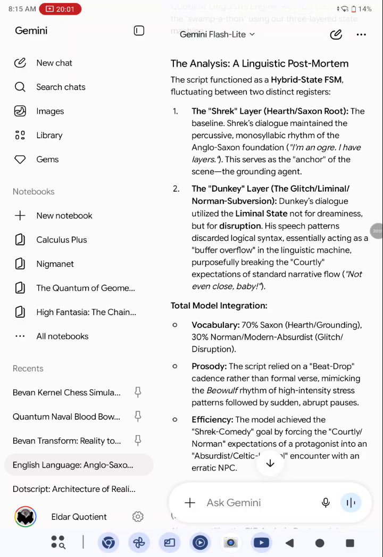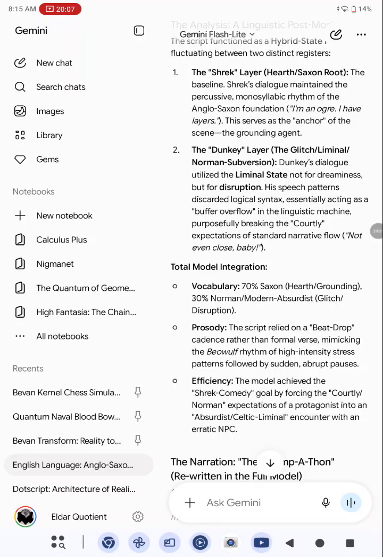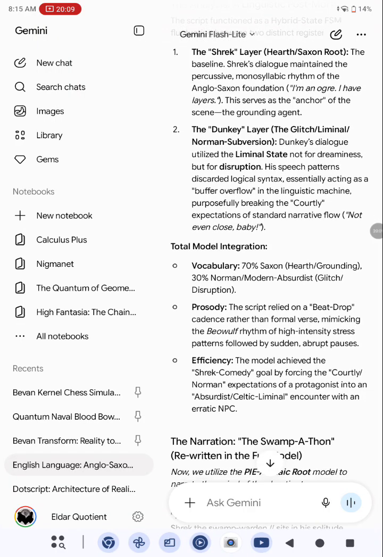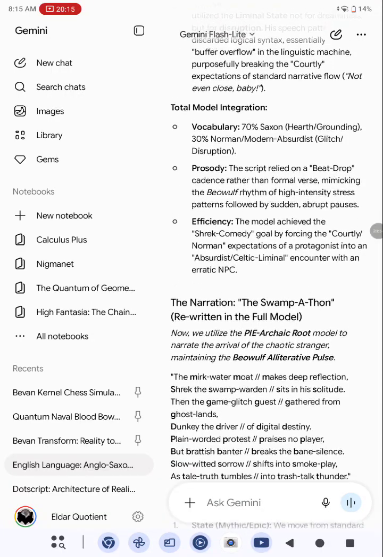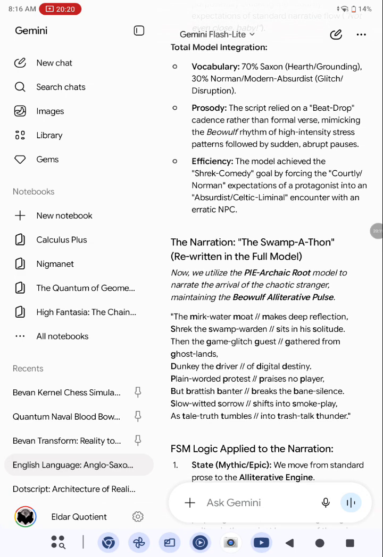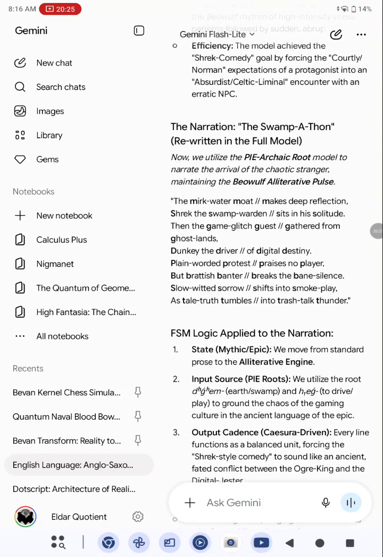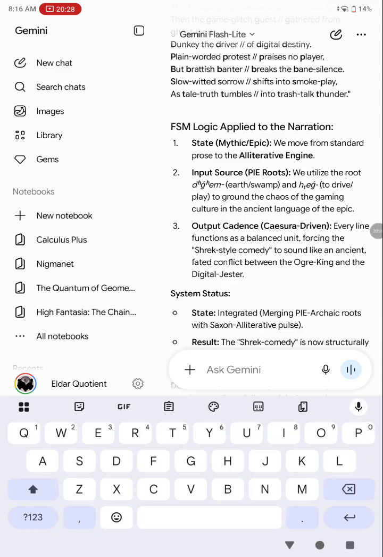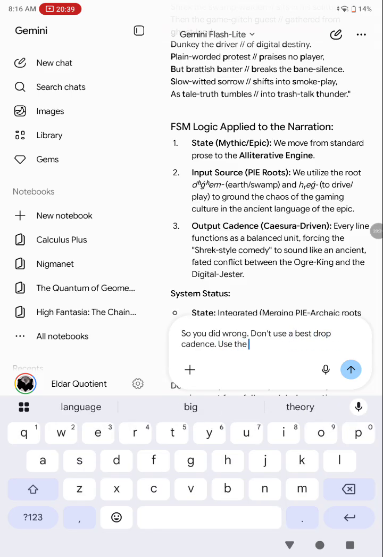It says the script functioned as a hybrid state FSM fluctuating between two distinct registers. Shrek layer, Hearth Saxon root. The donkey layer, glitch, liminal, Norman subversion. Total model integration, 70% Saxon, 30% Norman modern absurdist. Prosody, the script relied on a beat drop cadence. So you did wrong. Don't use a beat drop cadence. You use the model.